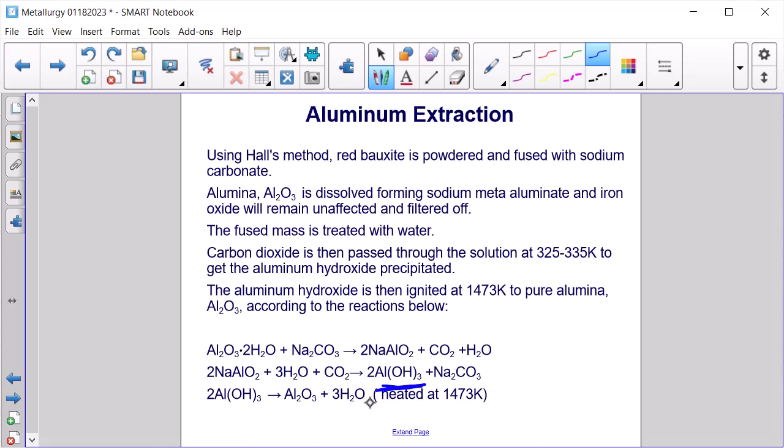The aluminum hydroxide is then ignited at 1473 Kelvin to pure alumina, Al2O3, according to these reactions below.